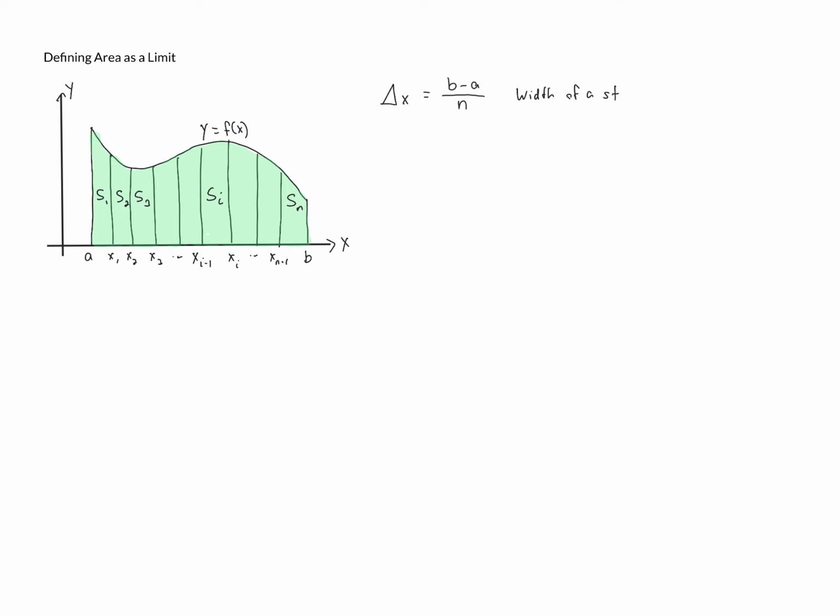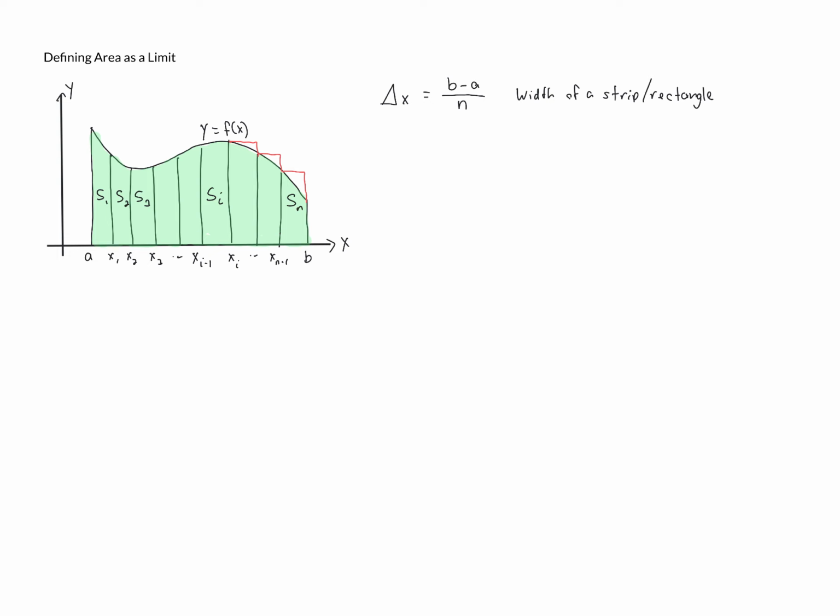A strip or a rectangle. Remember, we cut it into n equally wide strips, and then we use rectangles to approximate. So that's where we're at. You can even, if you really wanted to, put in some rectangles. I'm going to do some left-handed rectangles, just because if I did a right-handed rectangle, I would kind of draw in the middle of this S sub n. So not a real important reason.